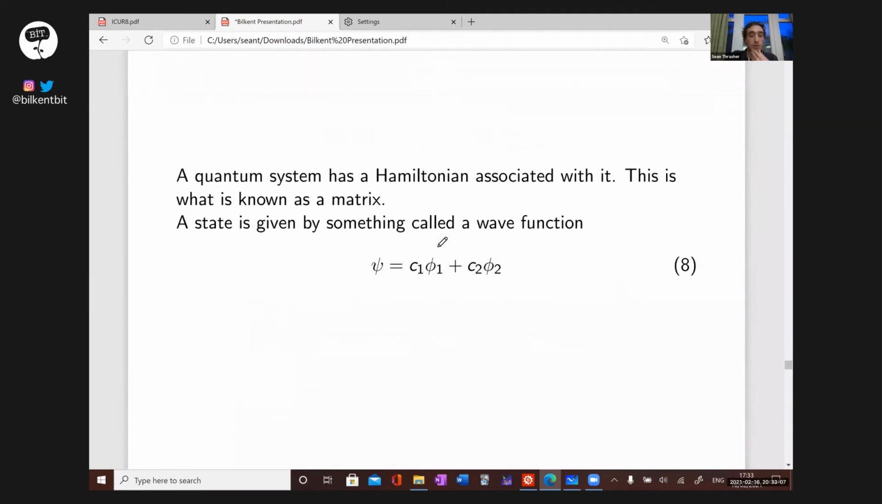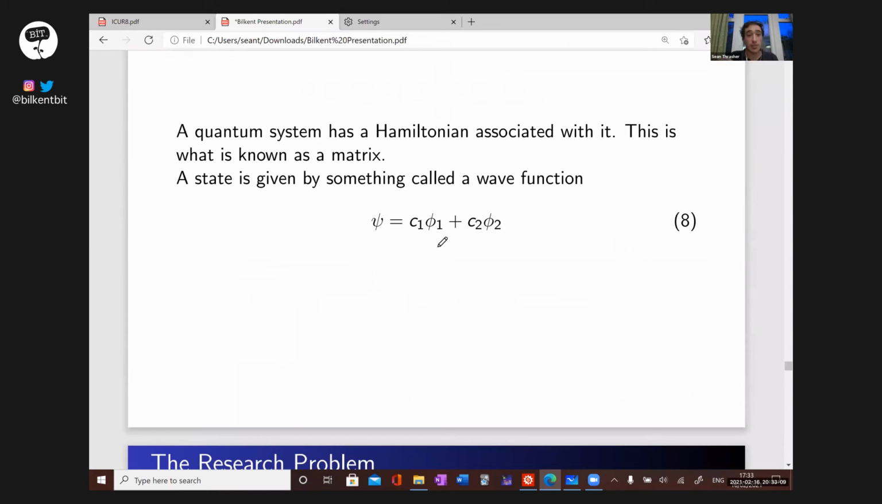Okay, so I should mention this. More formally, a state in quantum mechanics is often given by something called a wave function, right? If this looks alien to you, that's perfectly fine. The point here is that this part represents the electron being in the lower energy level, and this part represents the electron being in the upper energy level, okay?